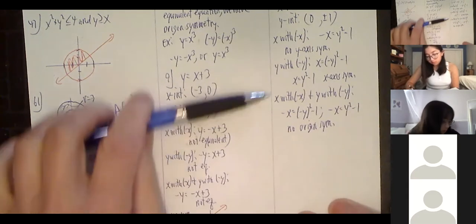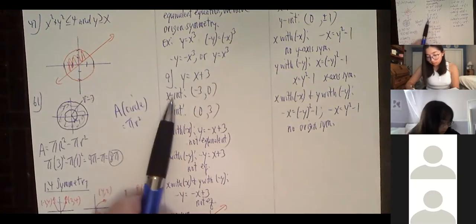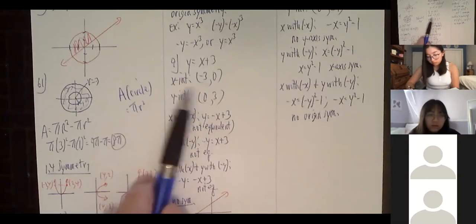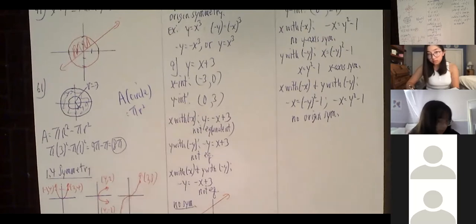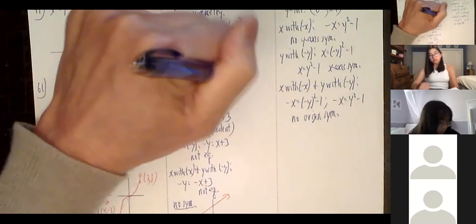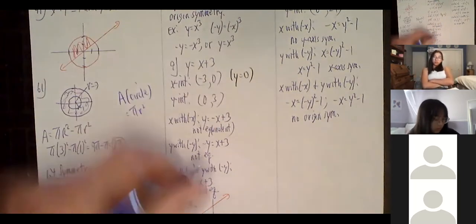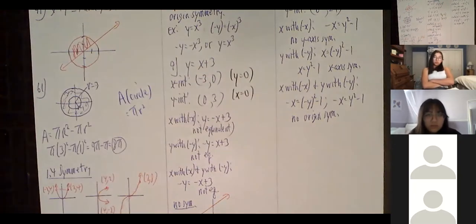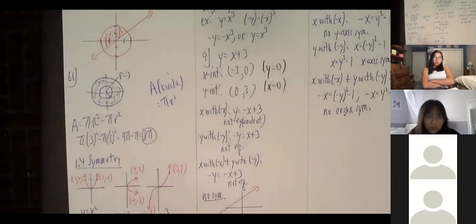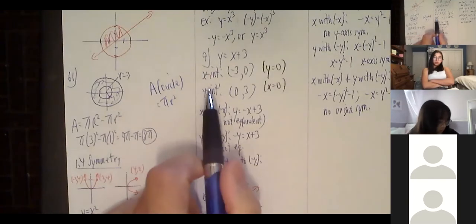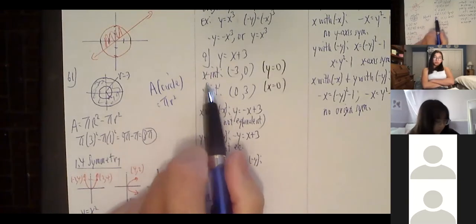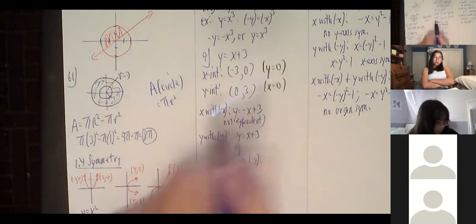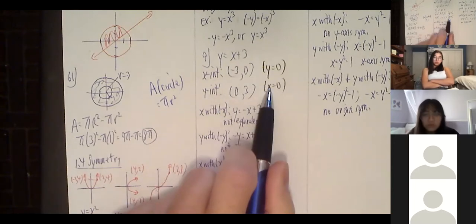Okay, it asks for intercepts. You might recall for the intercepts, you just plug in the zeros. x-intercept means y equals 0. y-intercept means x equals 0. Okay, so if you've forgotten that, you can put that in your cheat sheet. Put x-intercept means plug in y equals 0. y-intercept means plug in x equals 0.